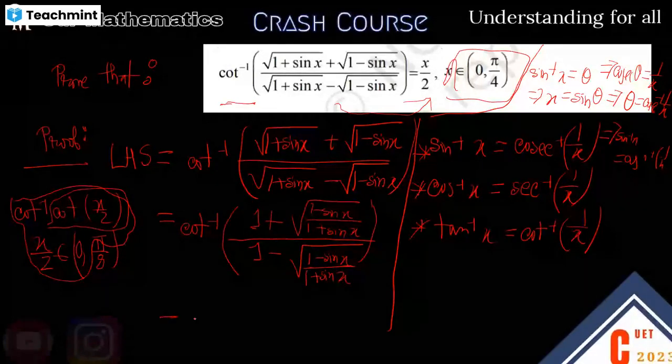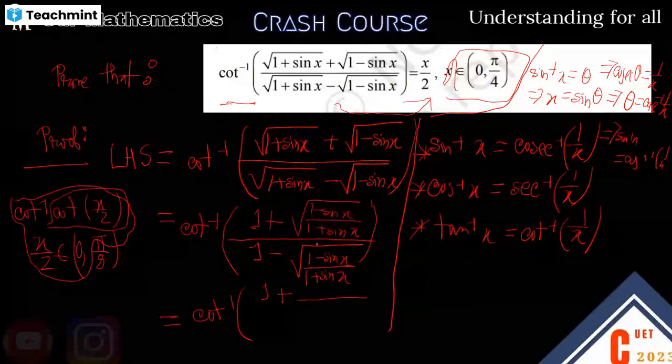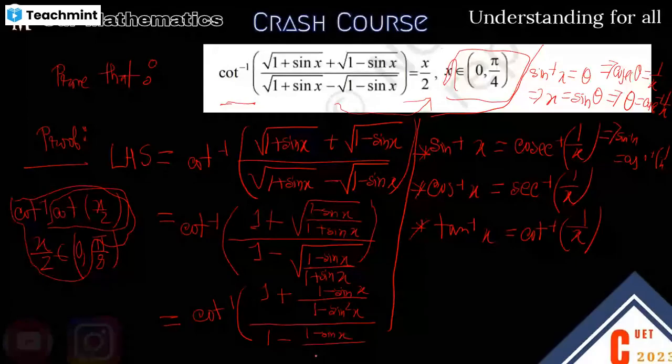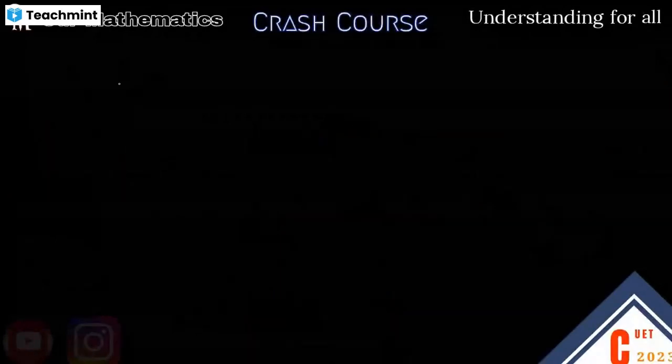Right? If we rationalize, what do we get? cot inverse of (1 plus sin x) under the root. Multiply by (1 minus sin x) in the numerator and denominator. What do we get? In the denominator we get 1 minus sin square x, and in the numerator (1 minus sin x) whole square. Since there is a root, we will get (1 minus sin x) divided by (1 minus sin square x).